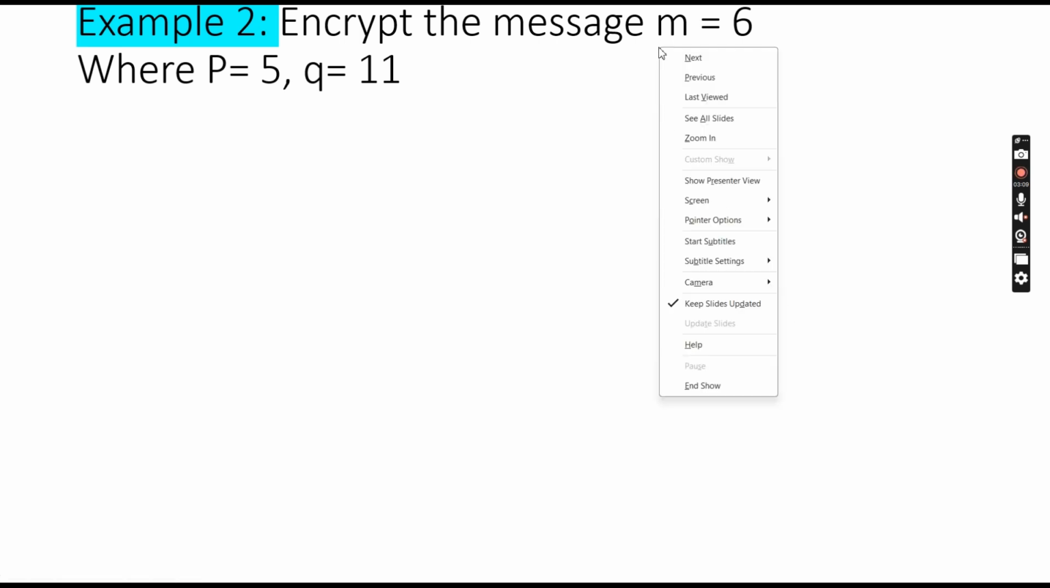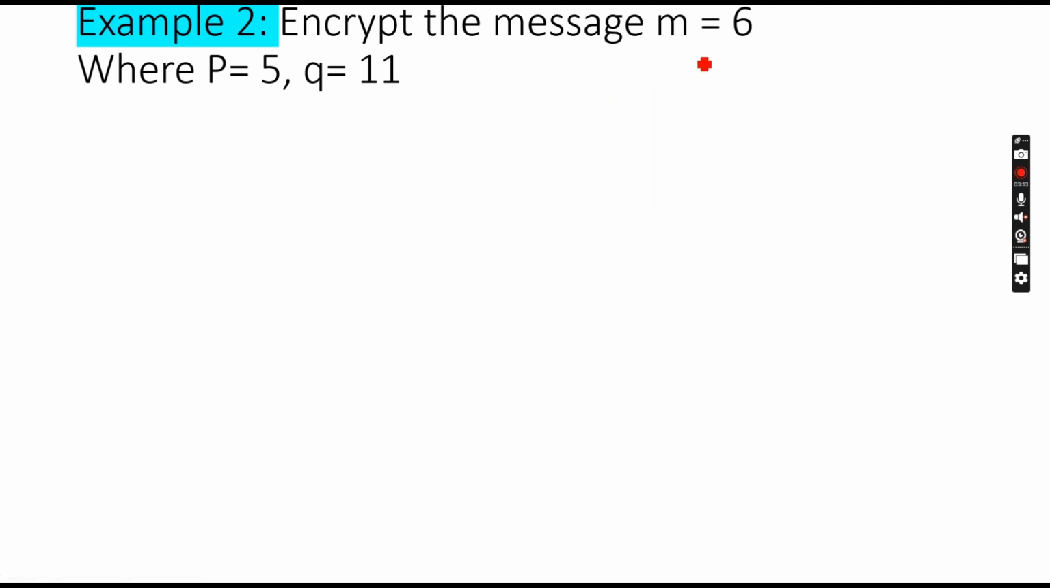Okay, so let's take a pen. The message is 6. Sometimes in the exam, they may give you P and Q. So P is 5, Q is 11, N is what? N is P multiplied by Q, so N will be 55.